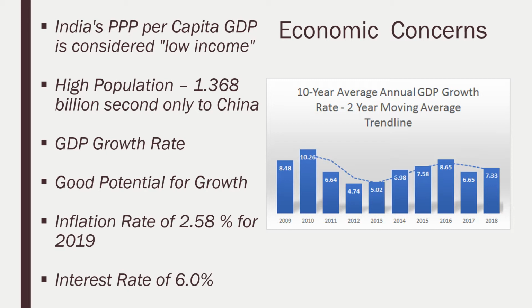This fact is further backed up by India's inflation rate of 2.58% for the first part of this year, which puts it in an ideal range for growth. We see that India's benchmark interest rate has been dropped to 6% by the Reserve Bank of India. With these indicators, the GDP is projected to continue around a 7.4% range for the remainder of this year, giving good economic conditions for continued growth.